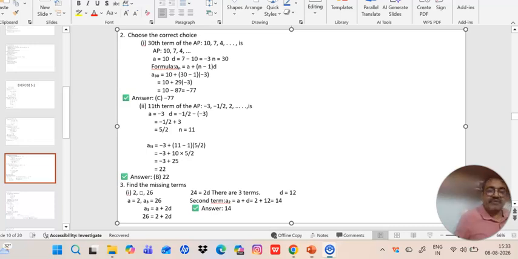In the following AP, find the missing terms in the boxes. Third one.